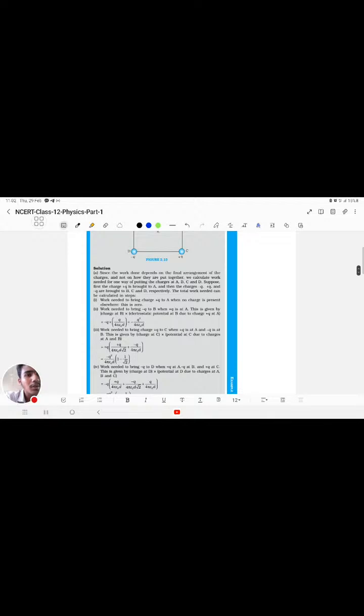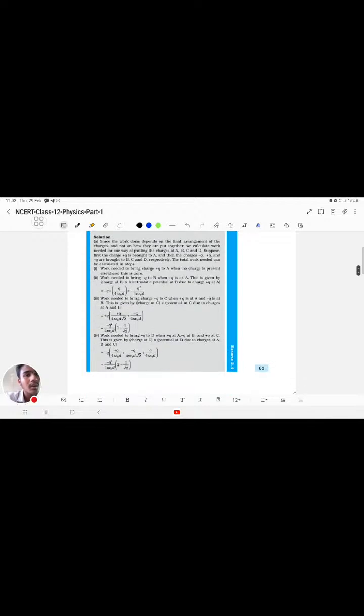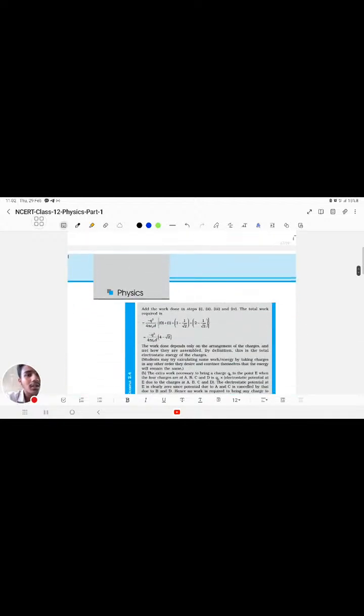Now the work needed to bring a charge to point C will be equal to the sum of the potentials at that position multiplied by the amount of charge we are going to bring, and a similar thing has to be done for the fourth position as well. Now that we are done with all that, we just have to add them all. The work depends only on the arrangement of the charges and not on how they are assembled. By definition, this is the total electrostatic energy of the charges. Students may try calculating the same work or energy by taking charges in any other order they desire and convince themselves of the energy.